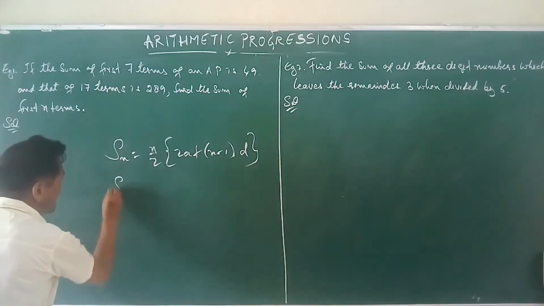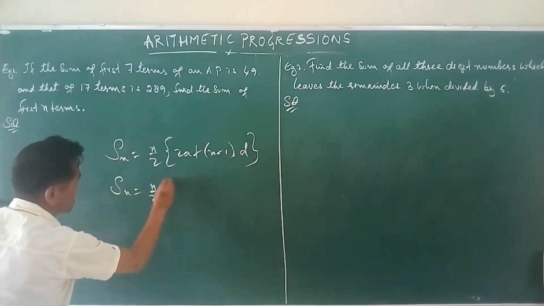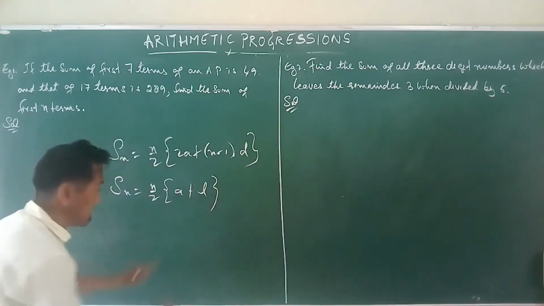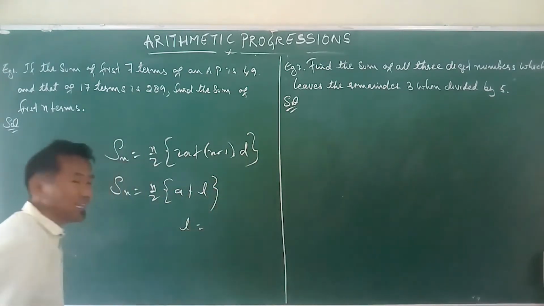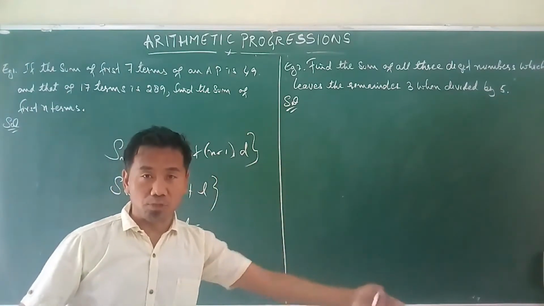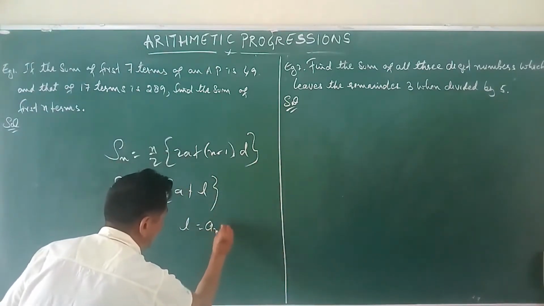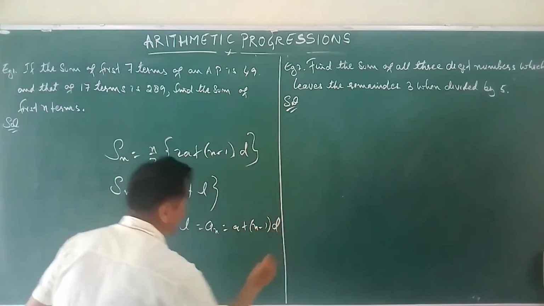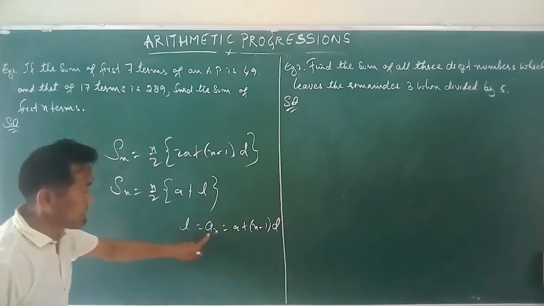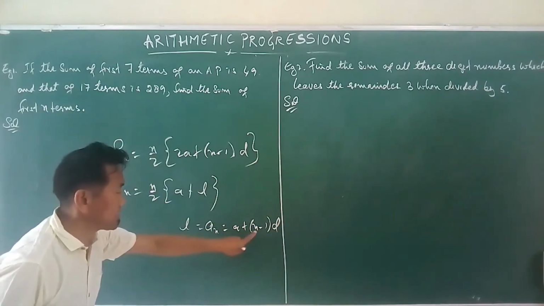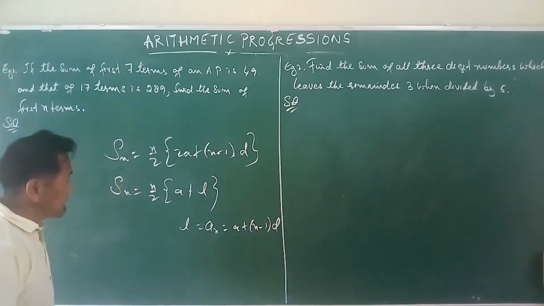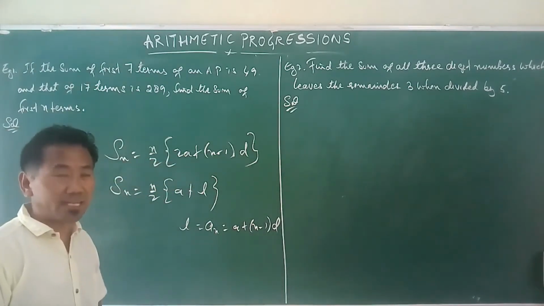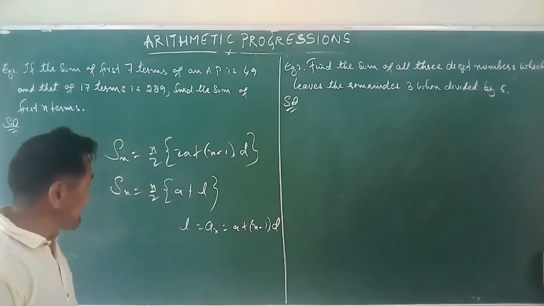then we can also write n by 2, a plus l. L means the last term, which we normally call an. So an means a plus n minus 1 d. L means an, the last term, a plus n minus 1 d. These are the two formulas that we already learned last period.